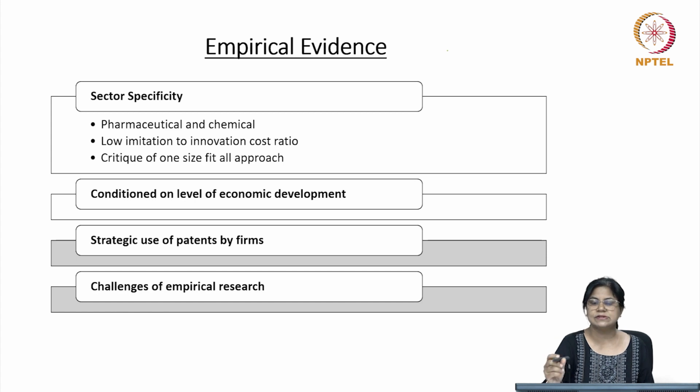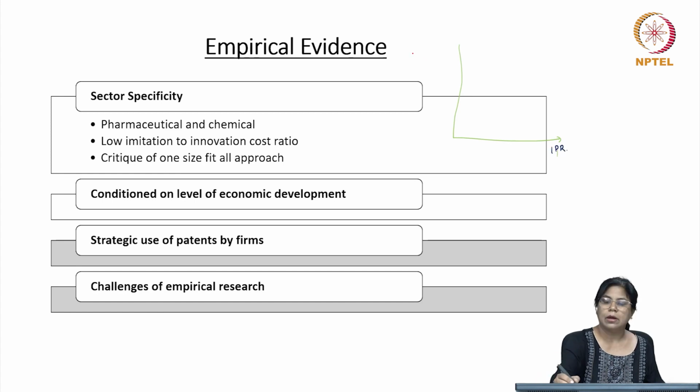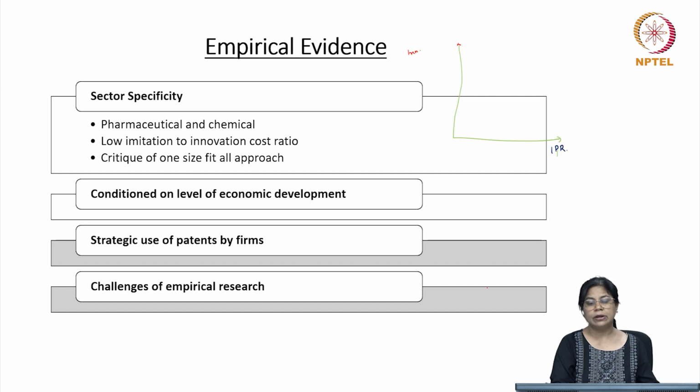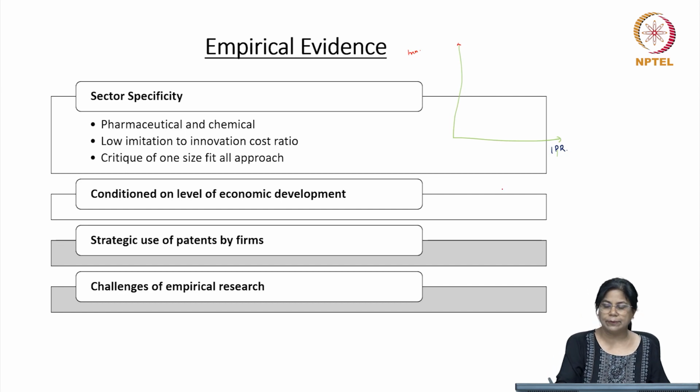So, say for instance, we have taken intellectual property right provision on the x-axis and innovation on the y-axis. Essentially, the study talks about two types of effect. One is the imitation effect and another is the innovation effect.